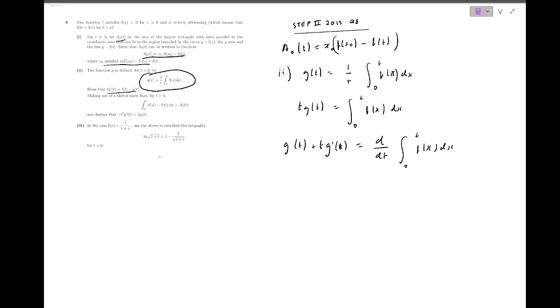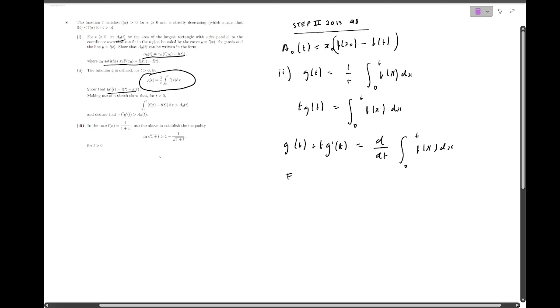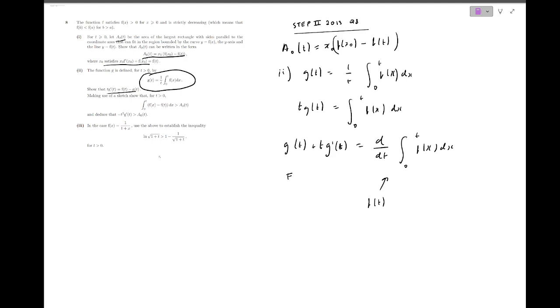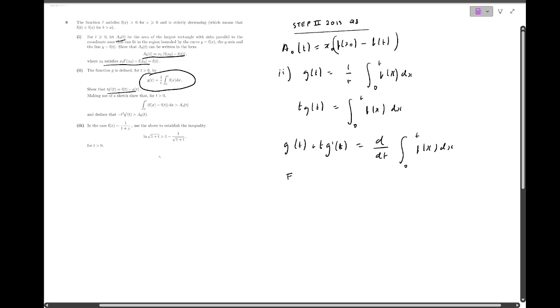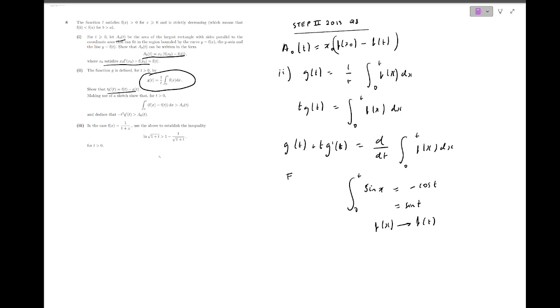which pretty much states that this here will go to f of t. Obviously you don't need to know that this is called the fundamental theorem of calculus, because it's quite obvious. Let's say our f of x was sine x, and we integrated sine x from 0 to t, we would get minus cosine of t. If we take the derivative of that with respect to t, we just get sine of t. So do you see how we just go from f of x to f of t? It's quite obvious to prove regardless.